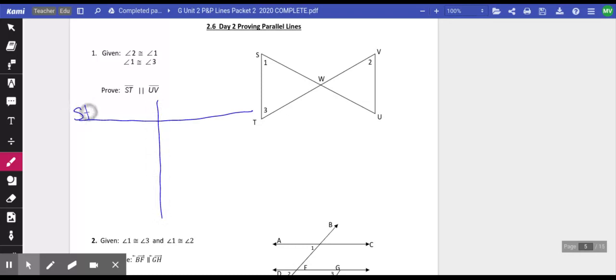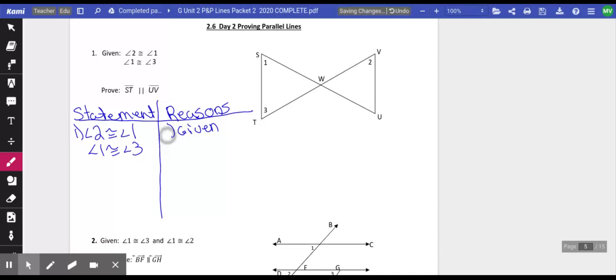We're going to label it statement and reasons. So our first statement we have here is that angle 2 is congruent to angle 1, and angle 1 is congruent to angle 3. And that's what we're given. So since we're given that, that should be number 1, not 2. So since we know 2 is congruent to 1 and 1 equals 3, we can say that 2 is equal to 3. And that's just our substitution.